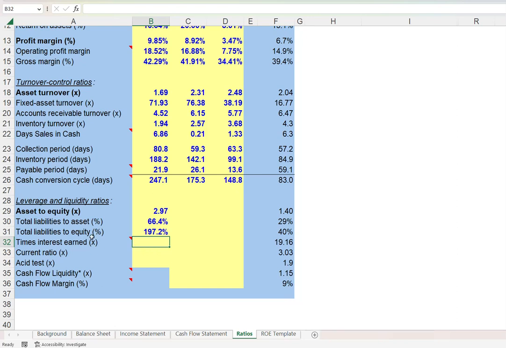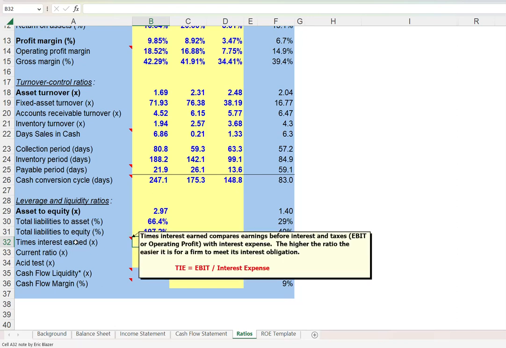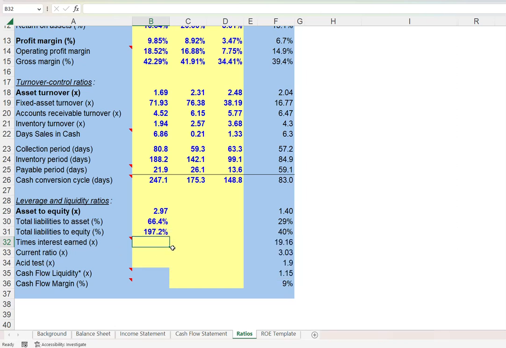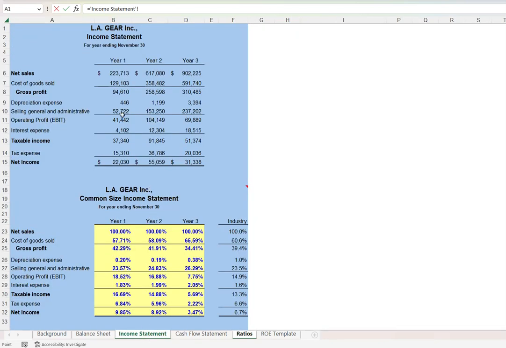Next ratio we're going to calculate is our times interest earned ratio. It compares our earnings before interest and taxes, in other words, our operating profit, with our interest expense. The higher this ratio is, the easier it's going to be for us to meet our interest obligations. So equals, let's pick up our operating profit from our income statement and divide it by our interest expense.